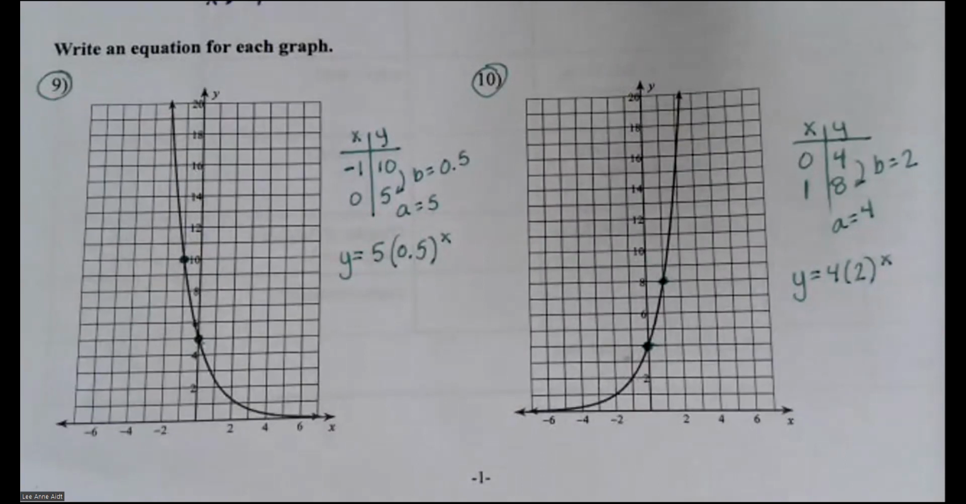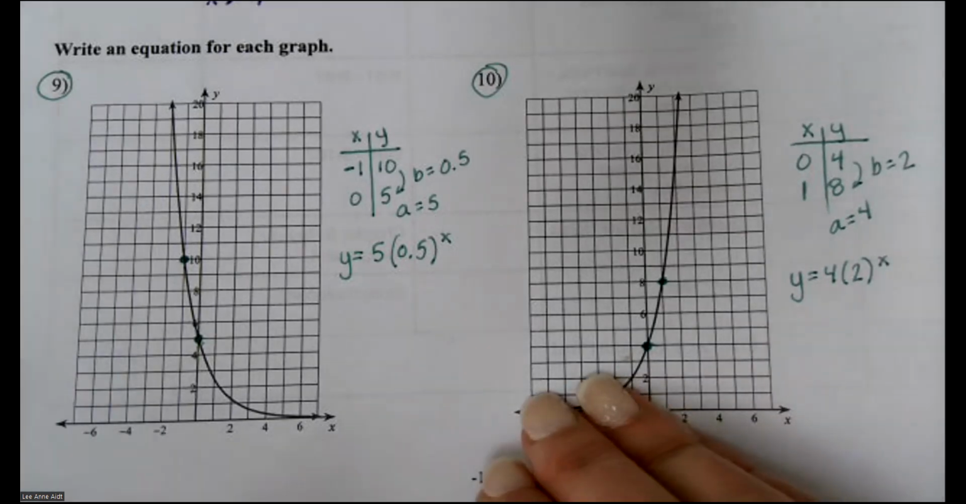4. Y equals 4 times 2 to the x. That's it. I don't think we have anything in the packet otherwise. But we do have stuff in the notebook.